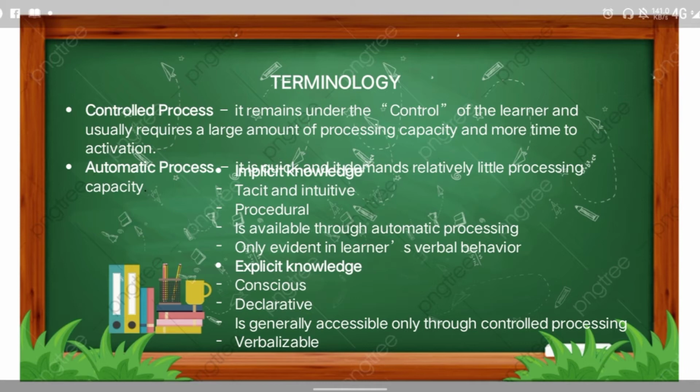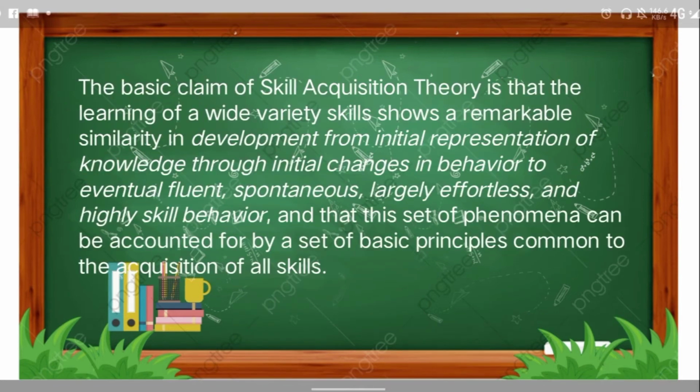We also have implicit knowledge and explicit knowledge. Implicit knowledge is tacit and intuitive, whereas explicit knowledge is conscious. Implicit knowledge is procedural, whereas explicit knowledge is declarative. And lastly, implicit knowledge is only evident in learners' behavior, whereas explicit knowledge is verbalizable.